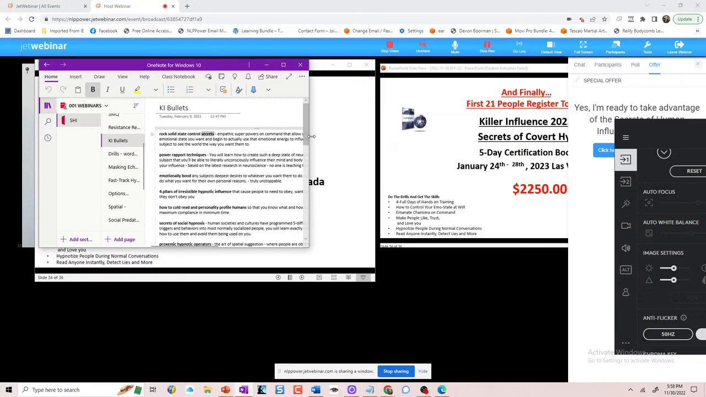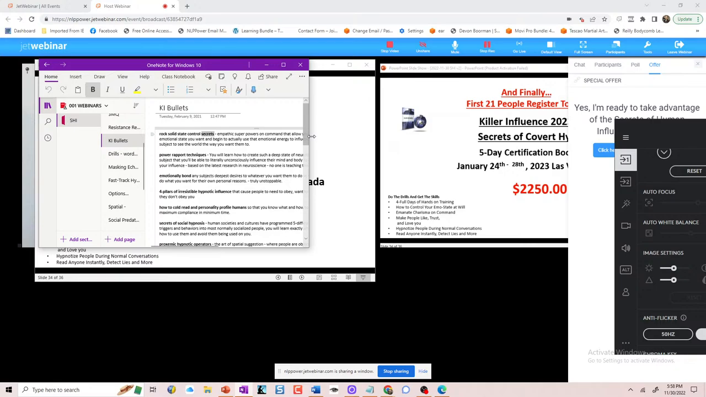We're going to teach you proxemic hypnotic operators, how to manage the spatial characteristics and orientations of the places you're in. For example, where do you sit at a conference table so that you automatically have the most authority? What places at a conference table should you avoid that make you the weakest power player at the table, the least paid attention to?